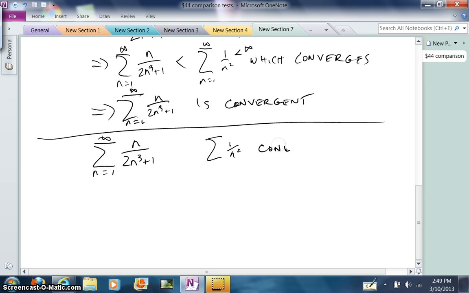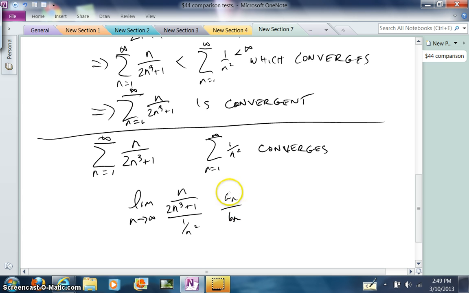So this one is known to be convergent. Okay, so what I'm going to do is I'm going to do the limit as n goes to infinity, and I'm just going to take this whole thing over the 1 over n squared. That's the an over bn.